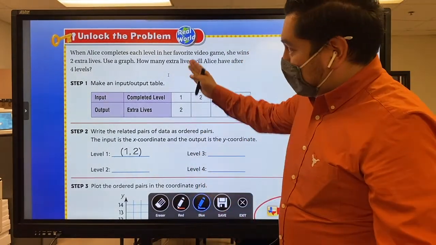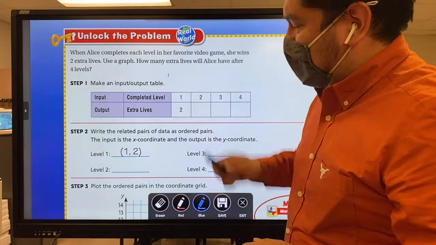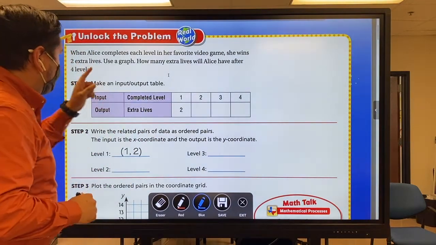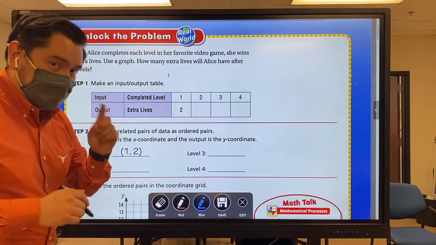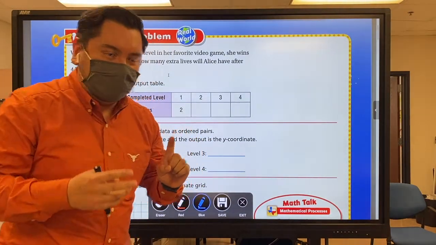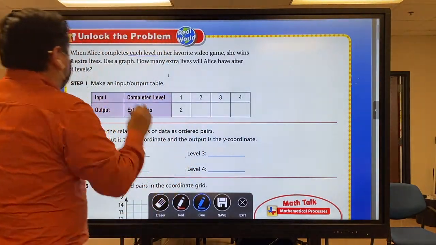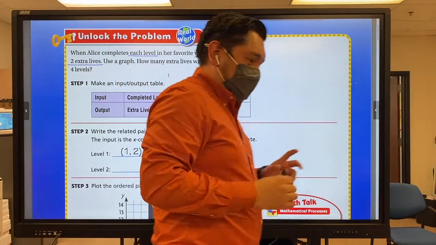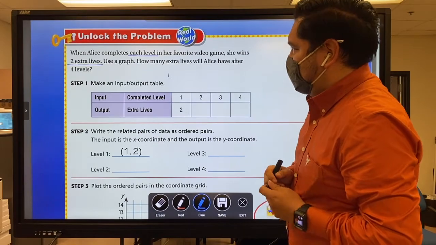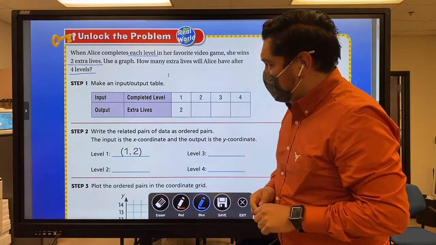So let's begin. Always start with the problem that they're going to give you with the story. The story says, when Alice completes each level in her favorite video game, she wins 2 extra lives. They're already giving you important information there. When she completes one level, they give you 2 lives. I'm going to underline each level here. Please underline it. And 2 extra lives. Now, you're going to use a coordinate grid. How many extra lives will Alice have after 4 levels? So we'll take that information and use it to make that input-output table.